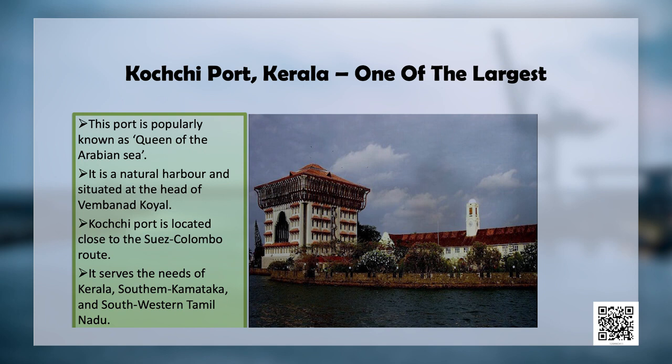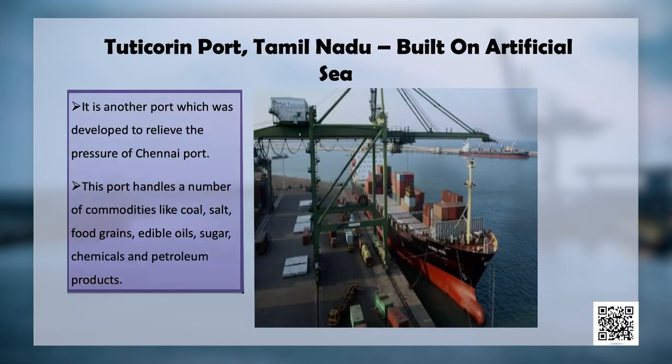Kochi port is located close to the Suez-Colombo route. It serves the needs of Kerala, southern Karnataka and southwestern Tamil Nadu. Tuticorin port, located in Tamil Nadu, is another port which was developed to relieve the pressure of Chennai port. This port handles a number of commodities like coal, salt, food grains, edible oils, sugar, chemicals and petroleum products.